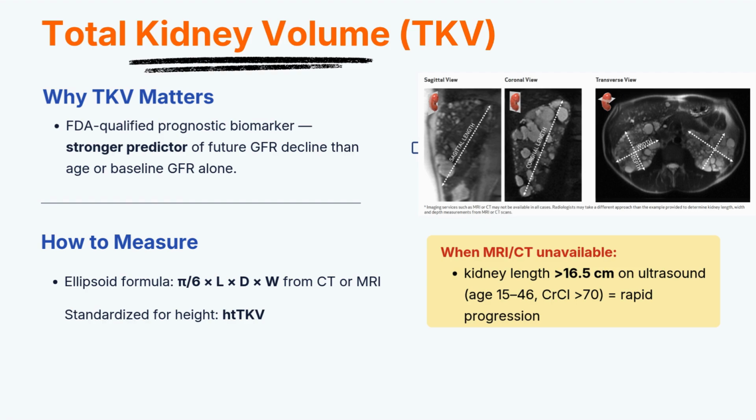The message here is consistency: same modality, same method, and ideally serial measurement over time, because again, we are tracking progression, not just a single value. Now, in settings where MRI or CT is not available, ultrasound can still give us useful information. For example, a kidney length greater than 16.5 centimeters in patients between 15 and 46 years old with preserved renal function strongly suggests rapid progression.